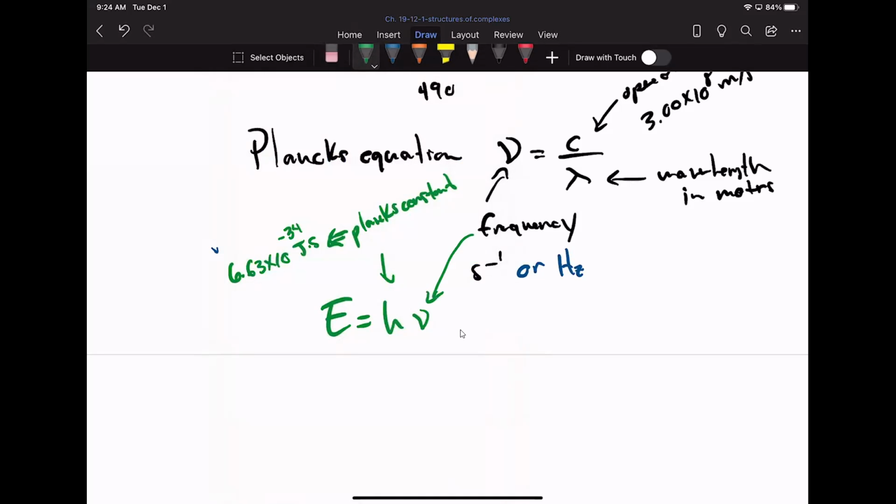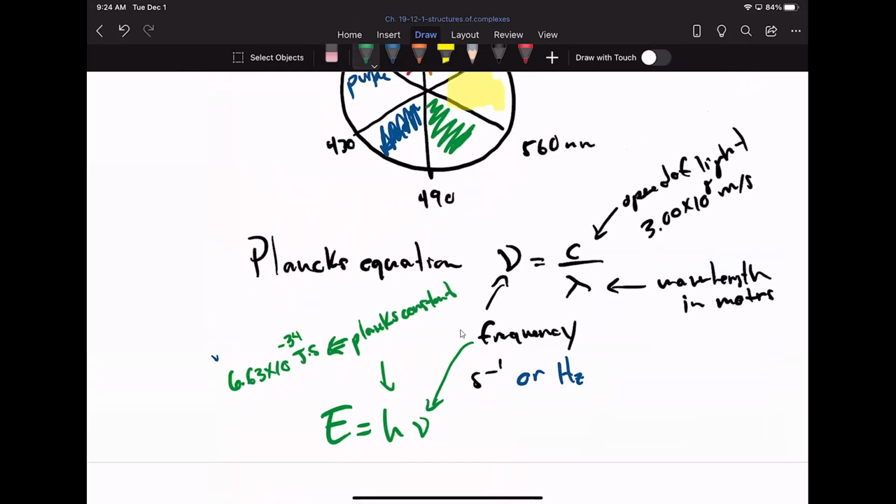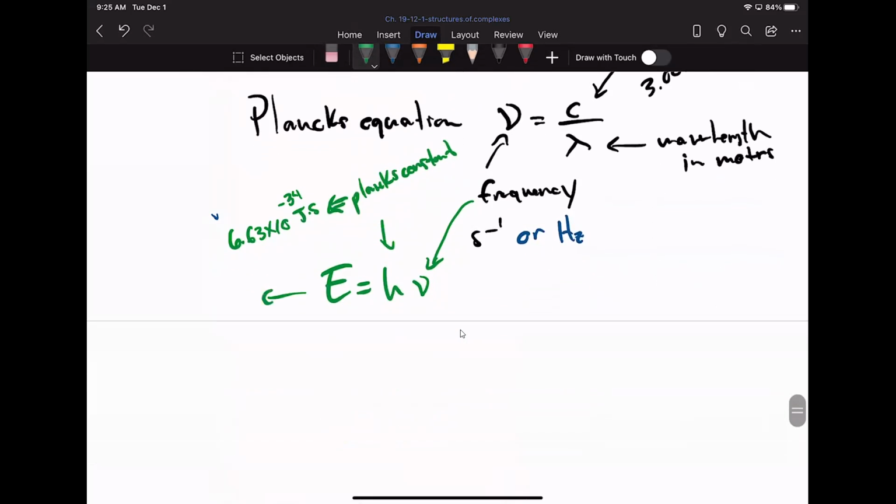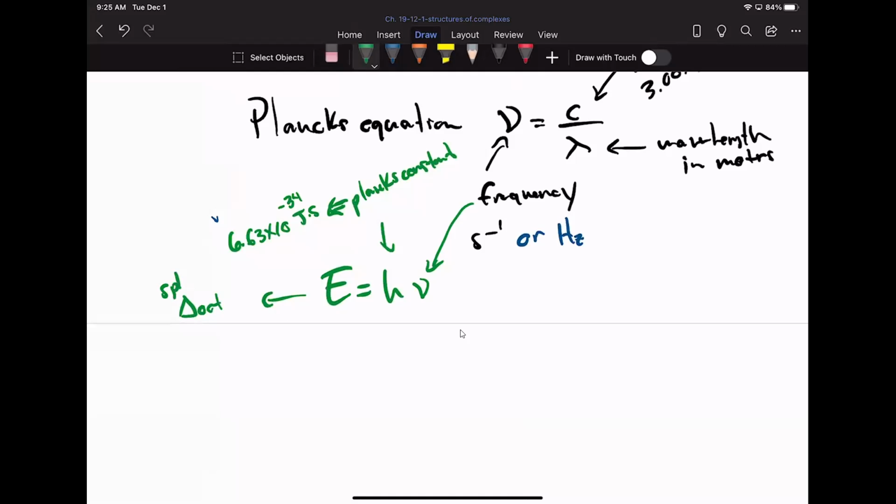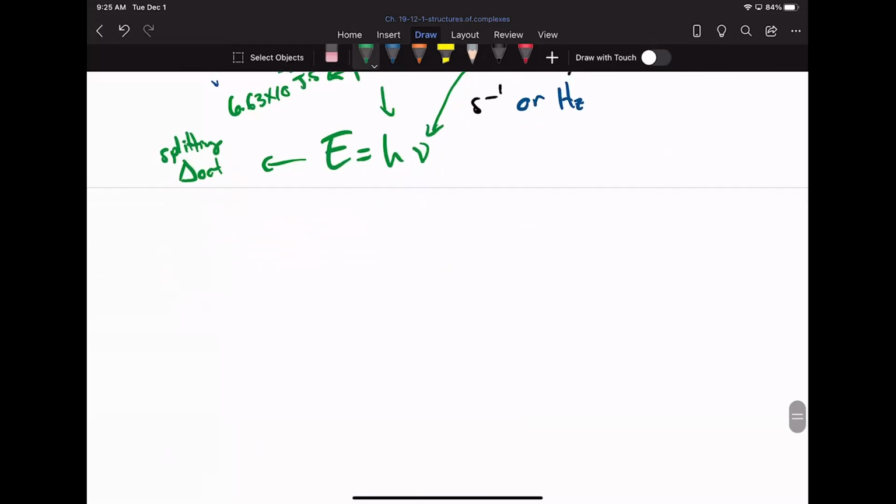So frequency there. If we have the wavelength of any of these complexes, we can determine the wavelength of them. If we know the wavelength, we can determine the frequency, and we can determine the energy. The energy we're actually going to calculate is the splitting energy of these complexes. So that's what's going to help us calculate that. So let's do one calculation here.